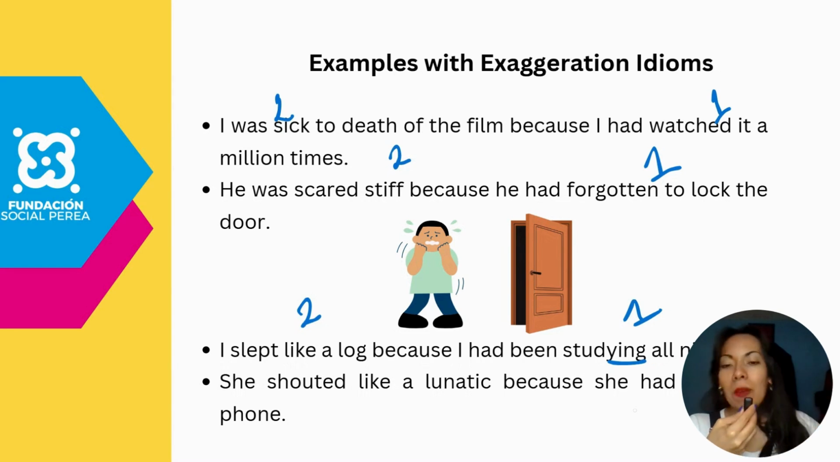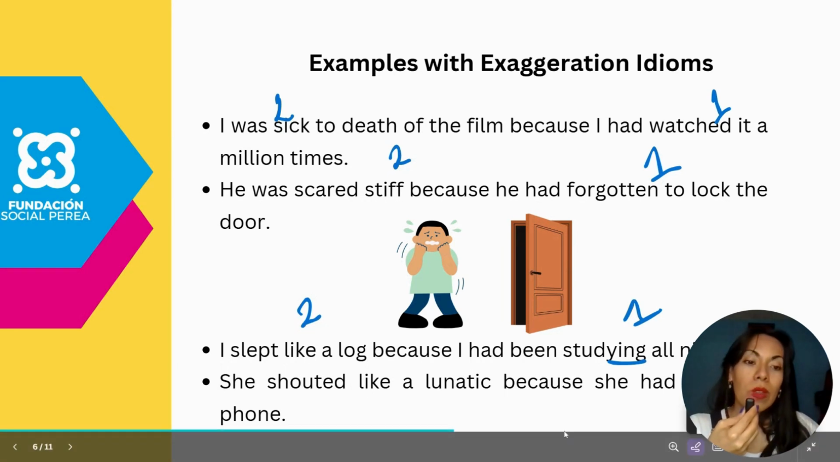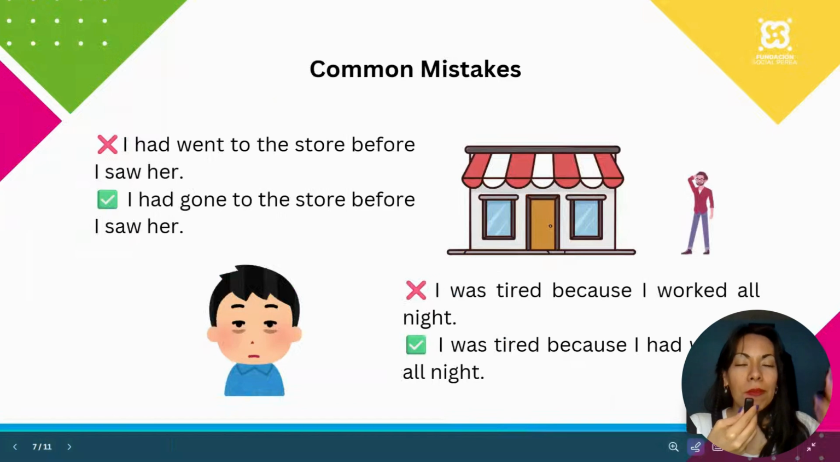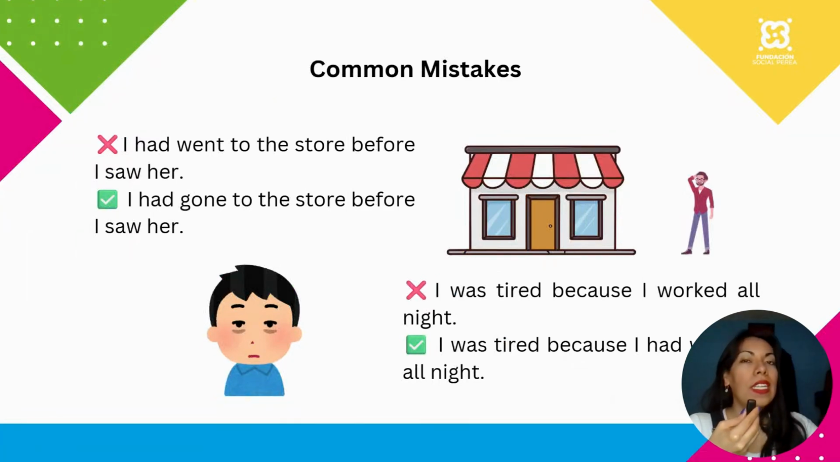And finally we have, "She shouted like a lunatic because she had lost her phone." So first of all, she lost her phone, and later she shouted. If you continue checking, for example, over there, guys, the document two, you're going to realize that you have other examples, but those ones are making reference more to the common or typical mistakes that people tend to make. So look at, for example, the first one.